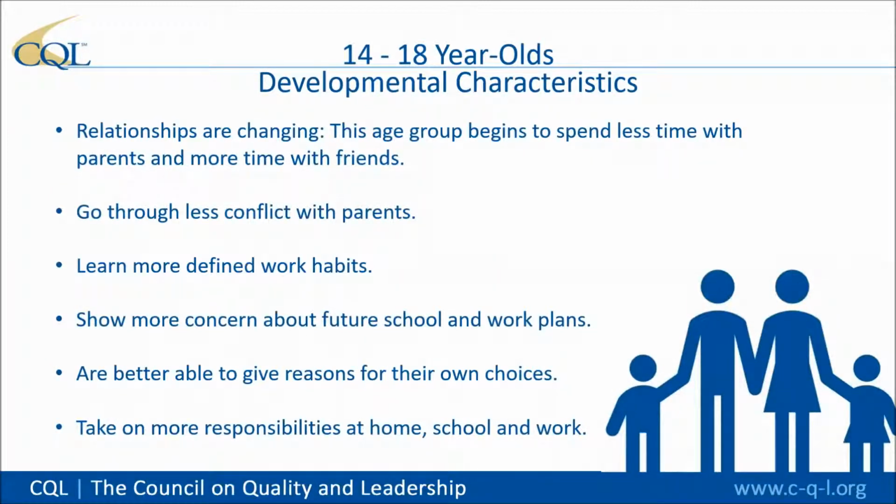So relationships are changing, like we talked about. Peers are becoming a much bigger influence. People want to hang out with their friends and spend less time with their parents. Also, hopefully at this point, which I haven't found yet with my teenage daughters, there's less conflict with parents. They're settling into a routine, figuring out what their role is. They learn more defined work habits, particularly if they want to have a job or get more money. Work's a big part of that, so they tend to hone in on that. They show more concern for future and work plans.